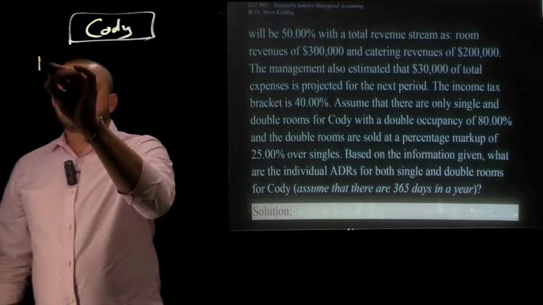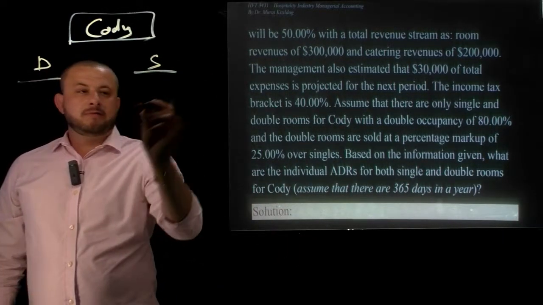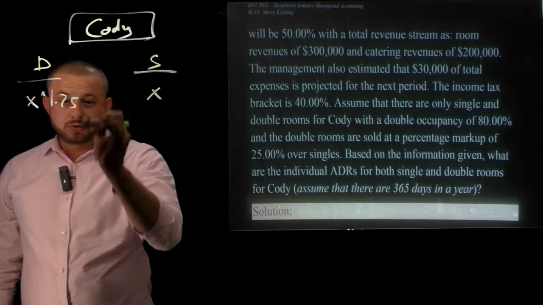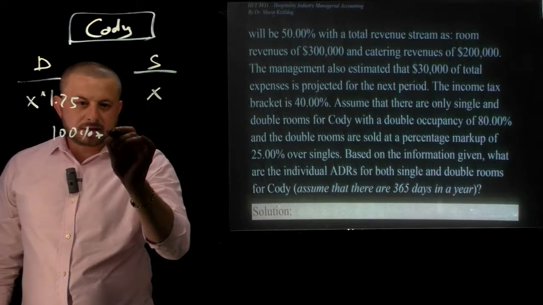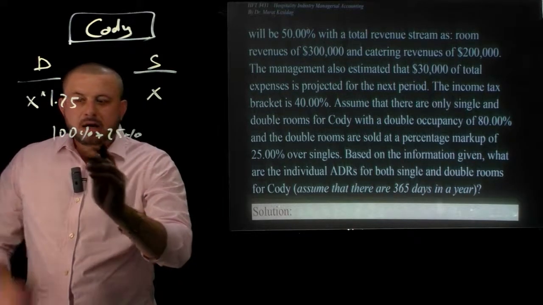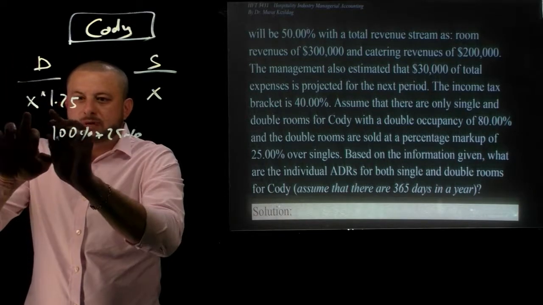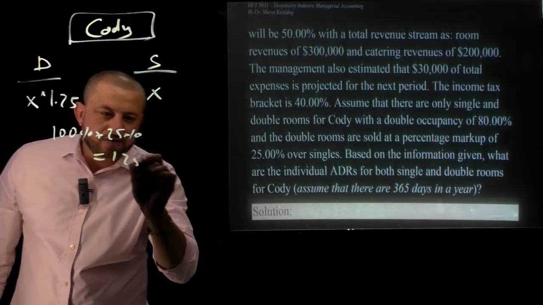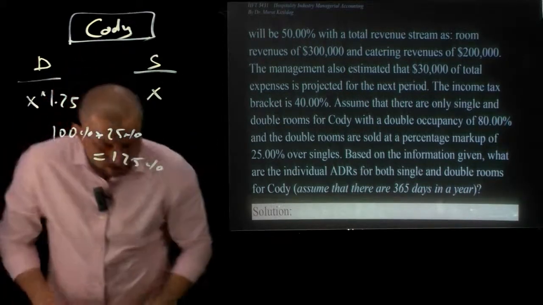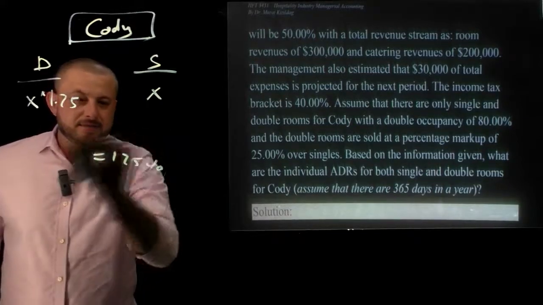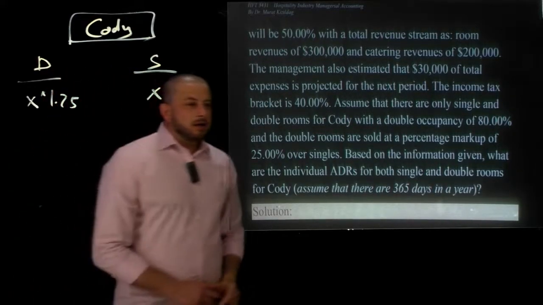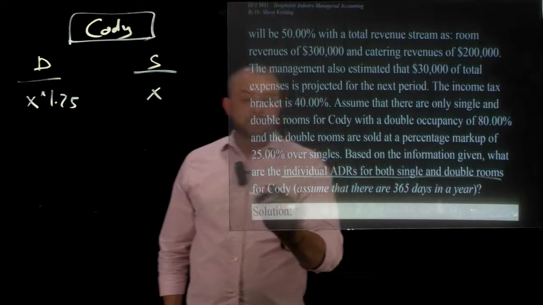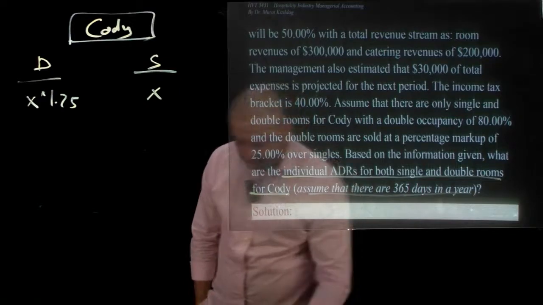So, doubles, singles, okay? We have x over here. This is x multiplied by 1.25. 1.25, 100% plus 25%, because the ADR for double rooms is 25% more than the singles, therefore it is 125% of the single ADRs. Okay, that's why I put 1.25. Right, guys? Based on the information given, what are the individual ADRs for both single and double rooms for Cody? Assume that there are 365 days in a year.